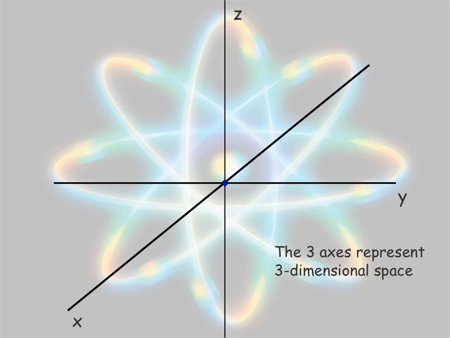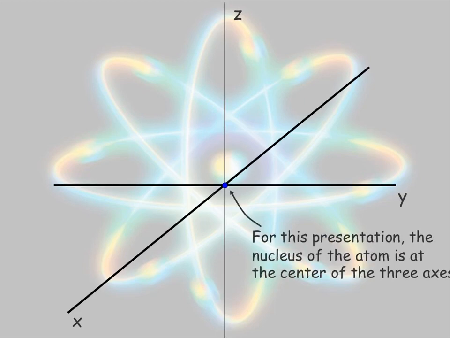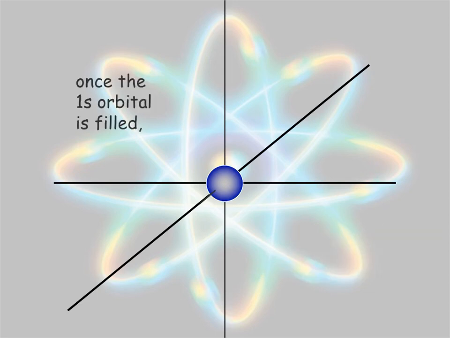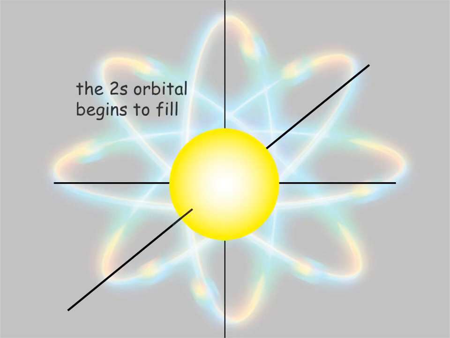We're going to call this little blue dot here in the center the nucleus. The first thing that happens is the electrons go into the 1s orbital. We have 2 electrons that go into the 1s orbital, which is shaped like a sphere, so there you go. Next, after the 2 electrons have filled it up, they're going to go to the 2s orbital. The 2s orbital is, again, a sphere, but it's a larger sphere because it's going to be further from the nucleus.